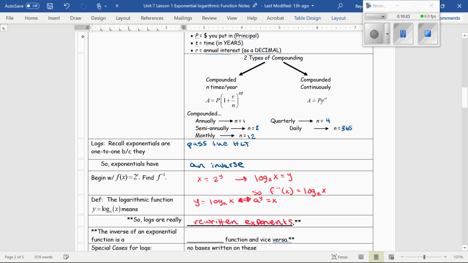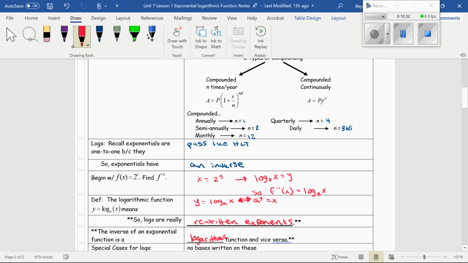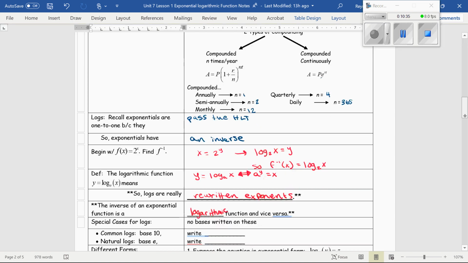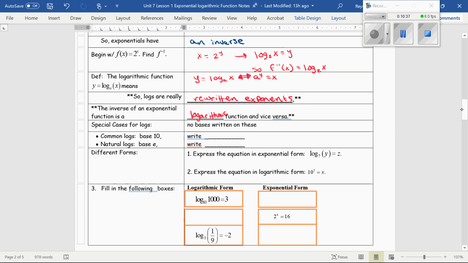All right, so the inverse of an exponential function is a logarithmic function, and vice versa. Things that you'll need to know: there is a log button on your calculator. This is what's referred to as a common log. It has a base of 10, so if you see log x, it just means log base 10 of x, but we don't write that 10 there. We don't write it like this.